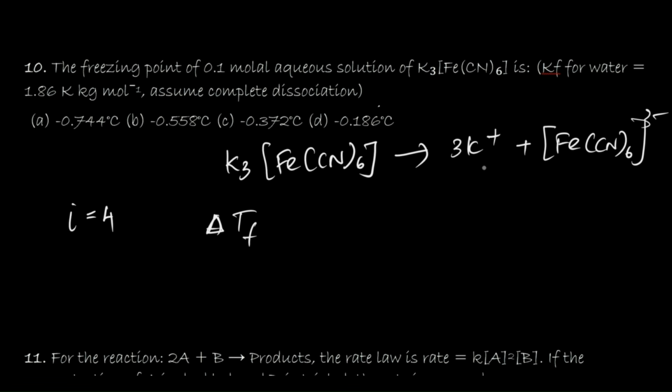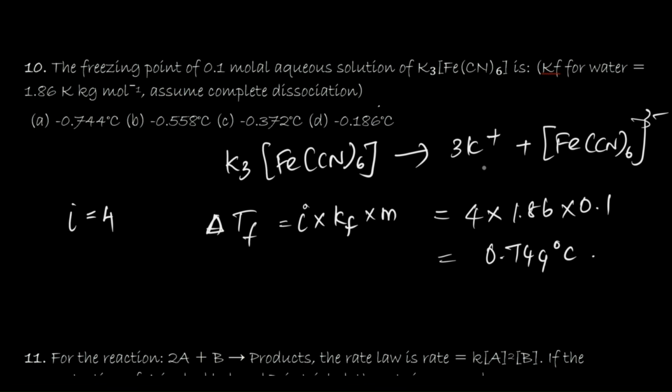delta Tf equals i into Kf into molality. So what are the values given? i is 4, Kf value is 1.86, and molality 0.1, which gives 0.744 degrees Celsius. So the answer to this question is option A.